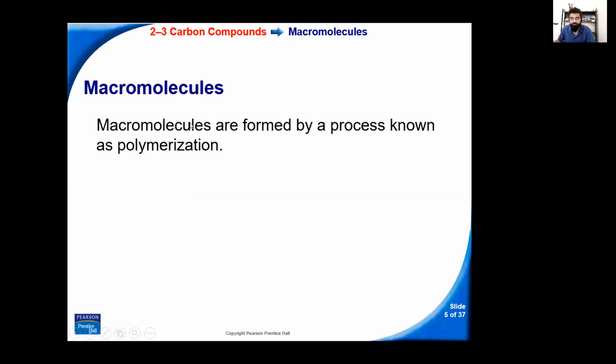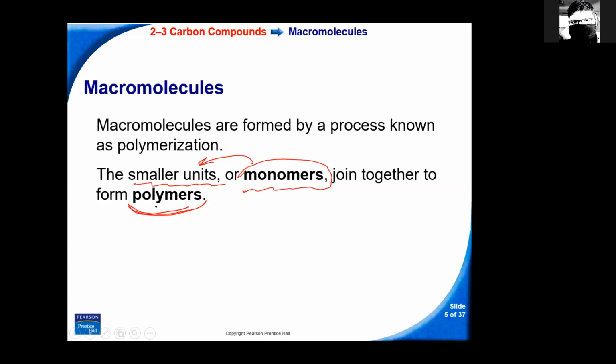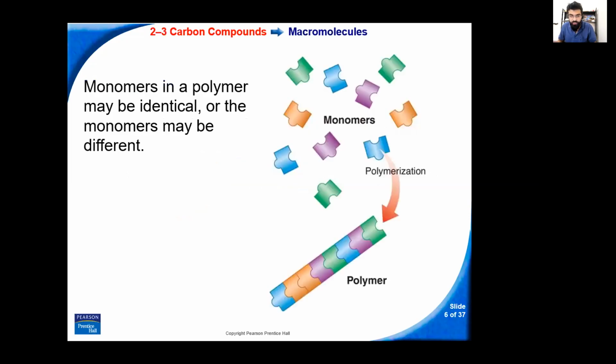Here, the macromolecules are formed by the process of polymerization. We say polymerization when we bring the micromolecules, the smaller units or monomers, and link them together. What is the meaning of monomer? Smaller units. The smaller units join together to make the bigger one called a polymer. Remember, a polymer is made of the same monomers linked to each other. Here, for example, you can see the polymer, where the process is polymerization, and here we have the monomers attached to each other.